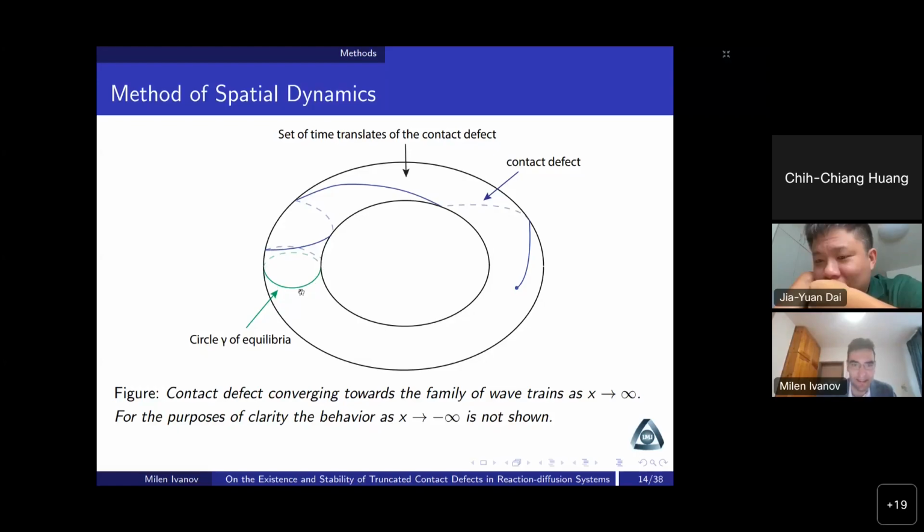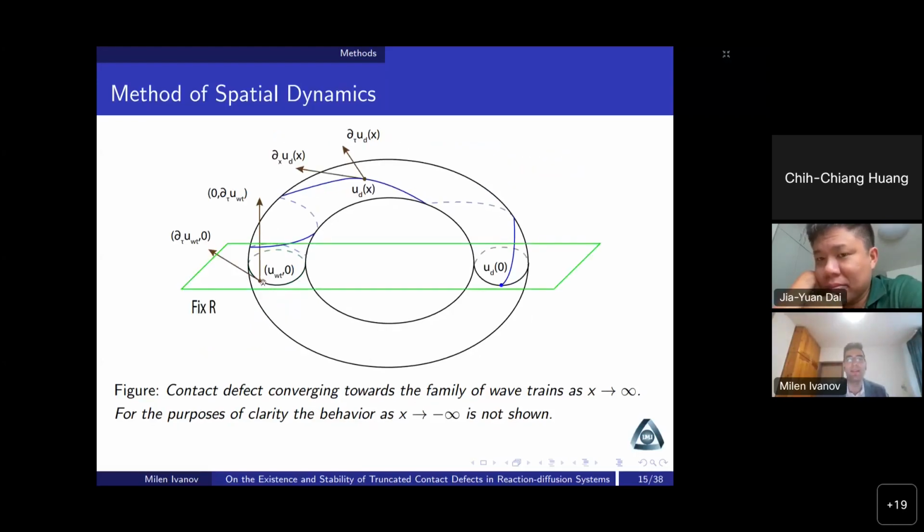So that is the key picture, the key geometric intuition for this talk. We have one contact defect, and I have time periodicity, so I might as well take the set of time translates, and together with the circle I get a torus.